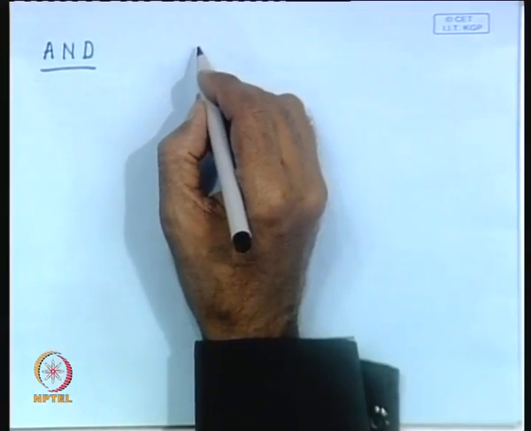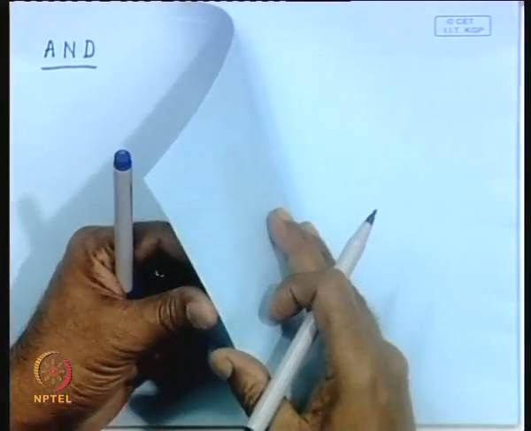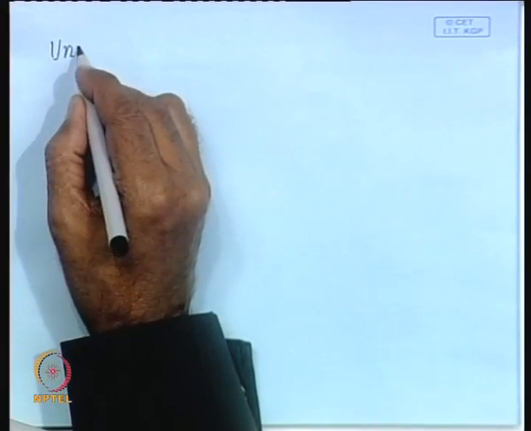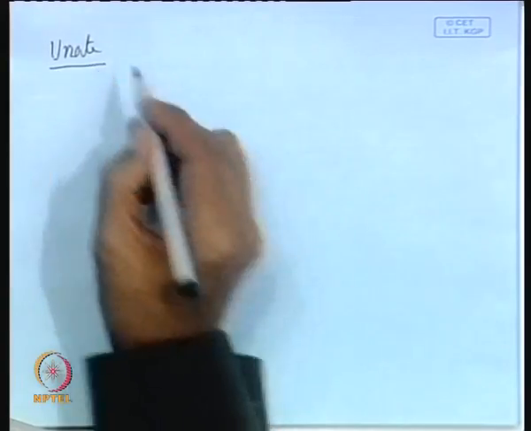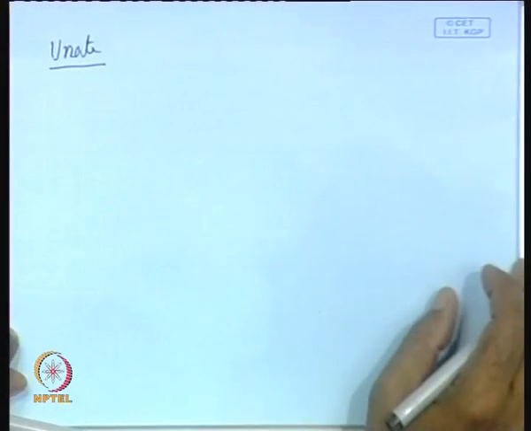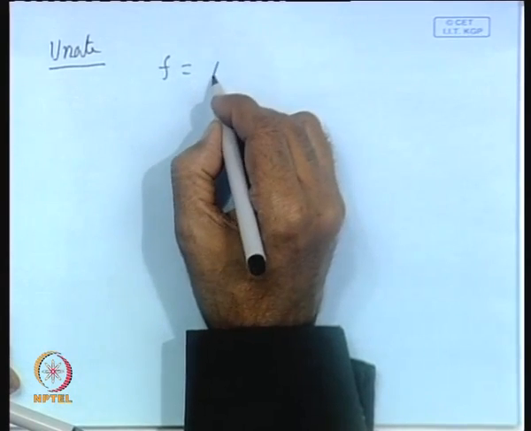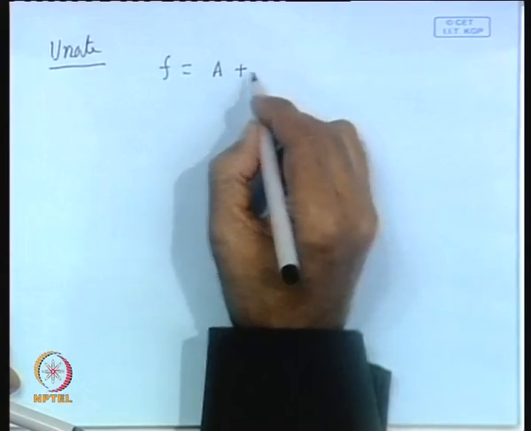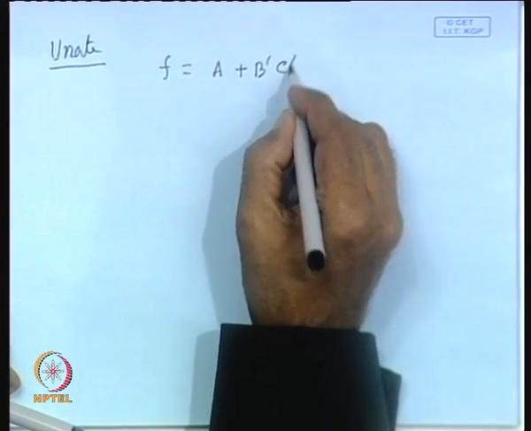say unit. You may have heard the term unit. What do we really mean by unit? When do we call a function unit? A function is unit when the literals come either in complemented or in uncomplemented form.